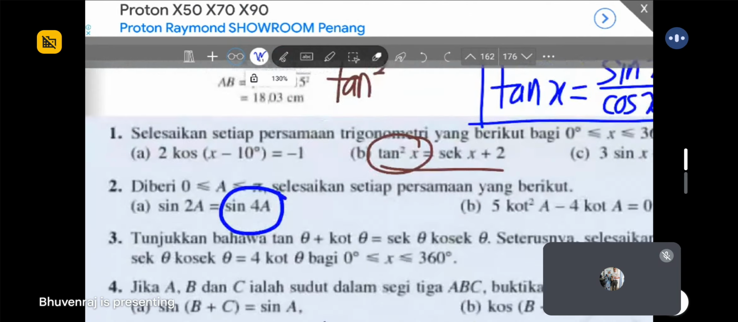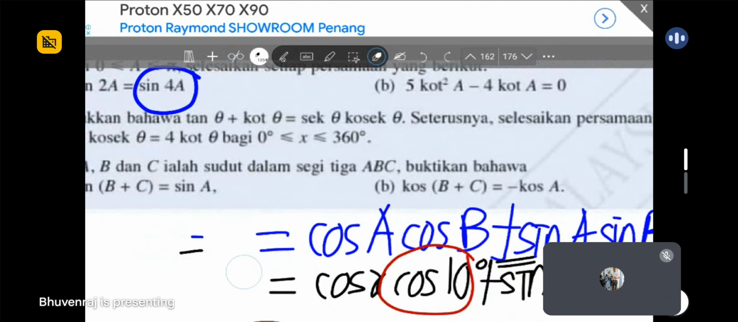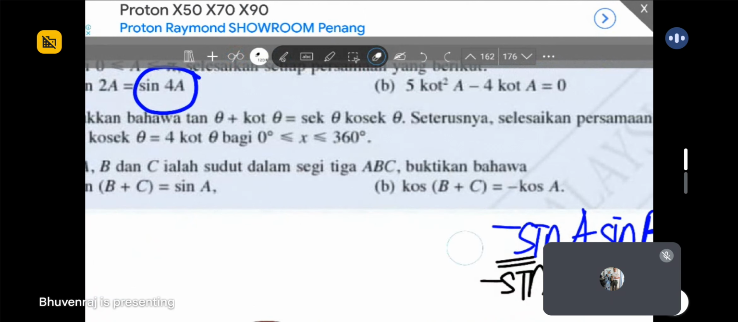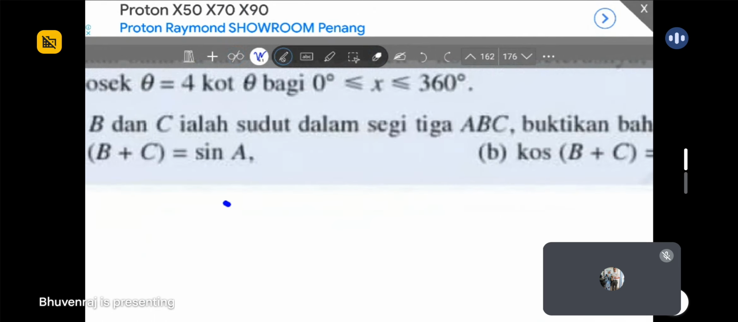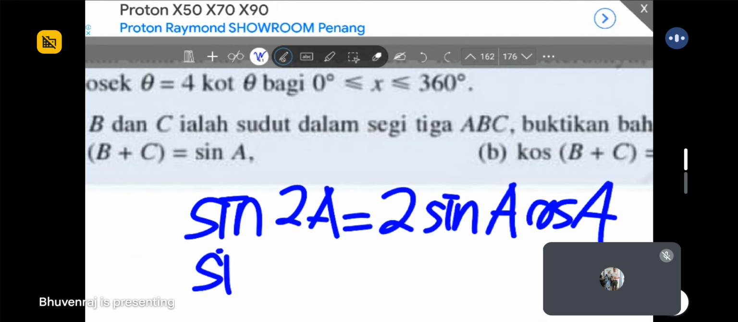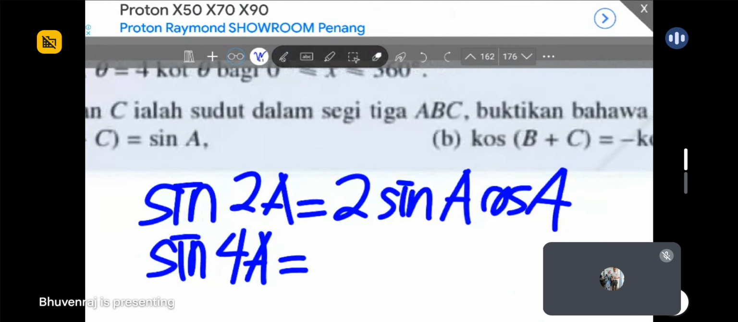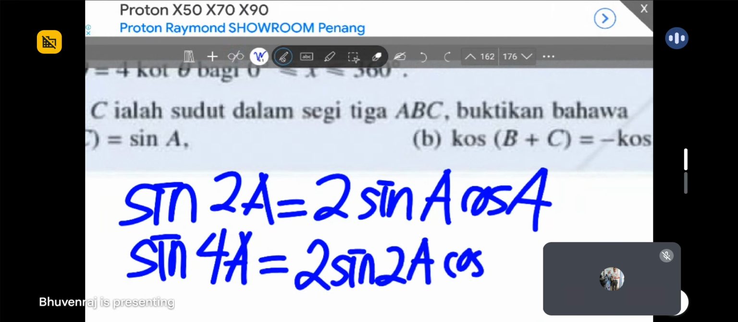Okay, so you can think of the concept of sin 2a first. Okay, so do you all still remember the double angle formula? Rumus sudut ganda 2 for sin 2a. So you should remember sin 2a is equal to 2 sin a cos a. So now, let's say I want to find sin 4a. How do I get it? Macam mana dapat jawapan? So you can think of it as 2 sin 2a cos 2a.